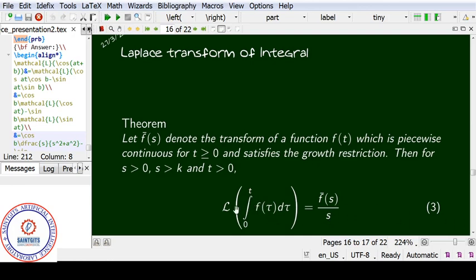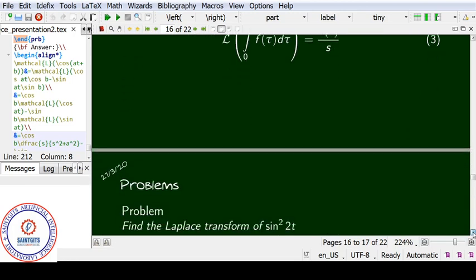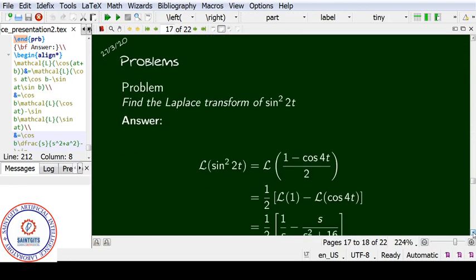In that sense, Laplace transform of double integral of f of tau d tau gives f bar of s by s square, or generally Laplace transform of the nth integral, n times integral, becomes f bar of s by s to the power n. So the operation becomes very simple. We simply divide f bar of s by powers of s depending on the number of integrals on the left hand side.